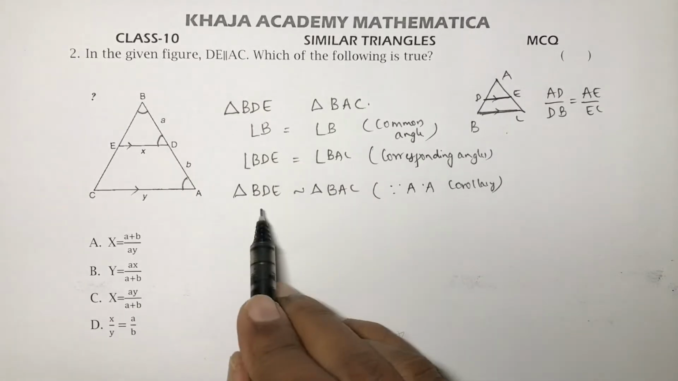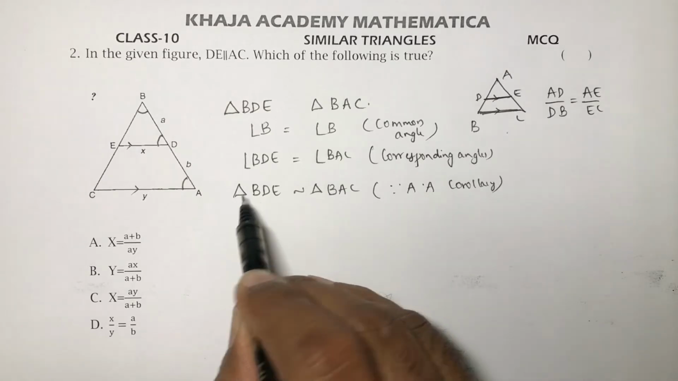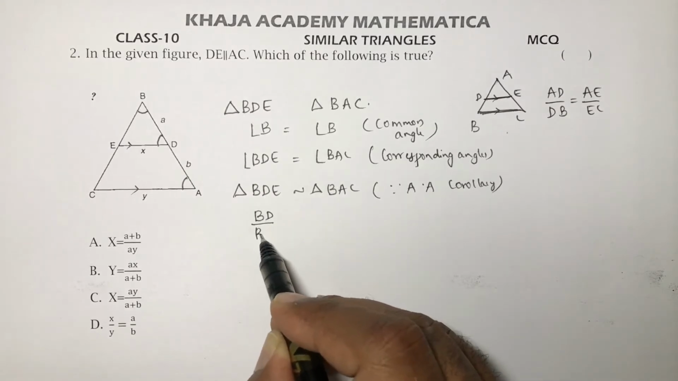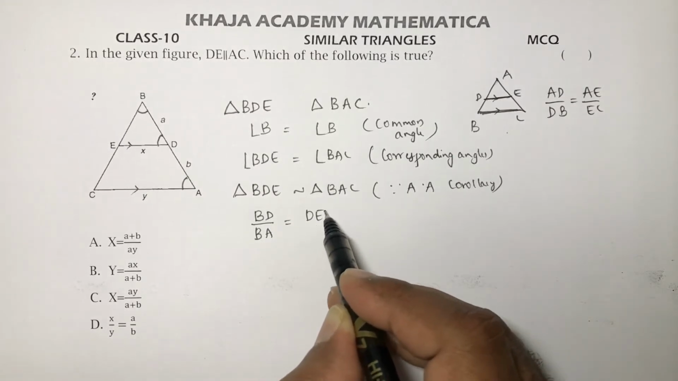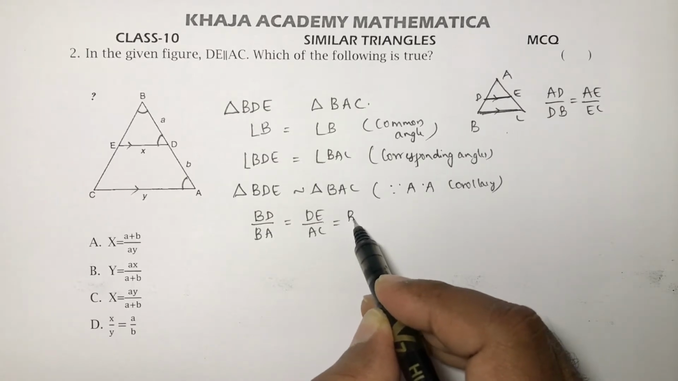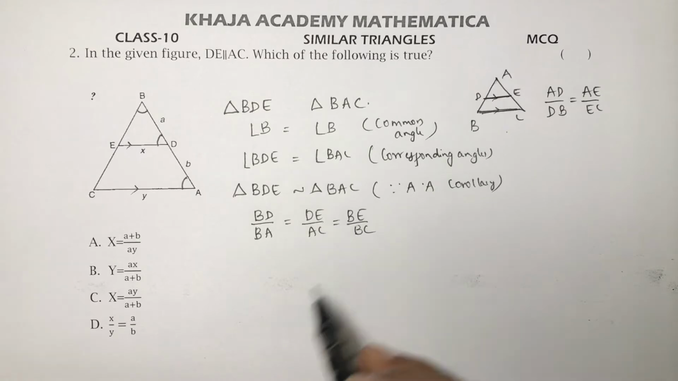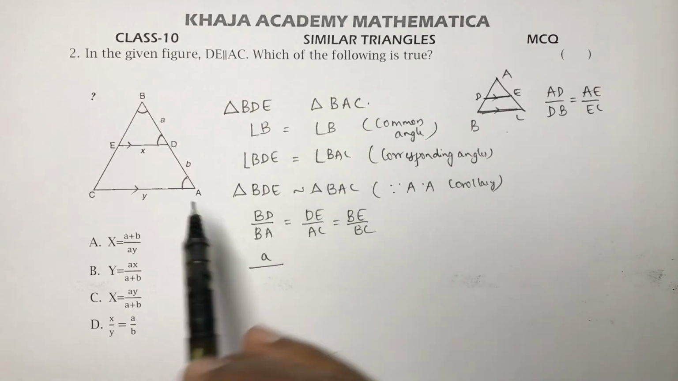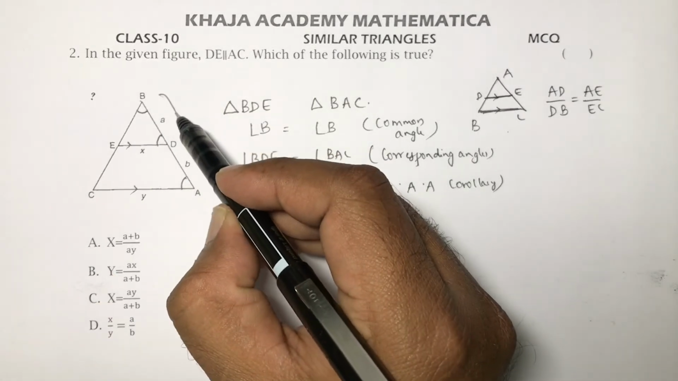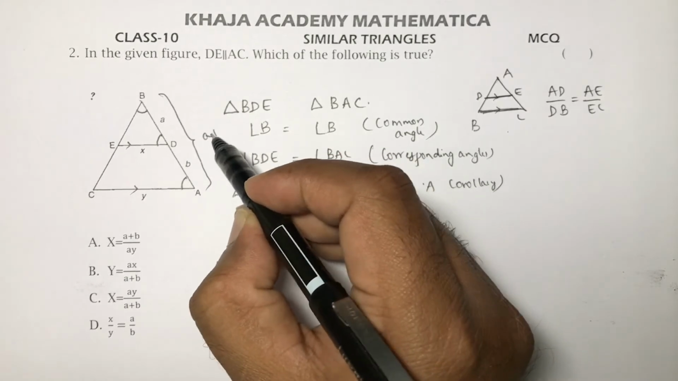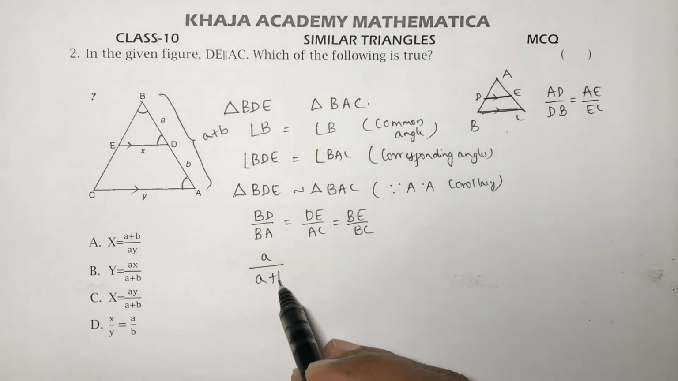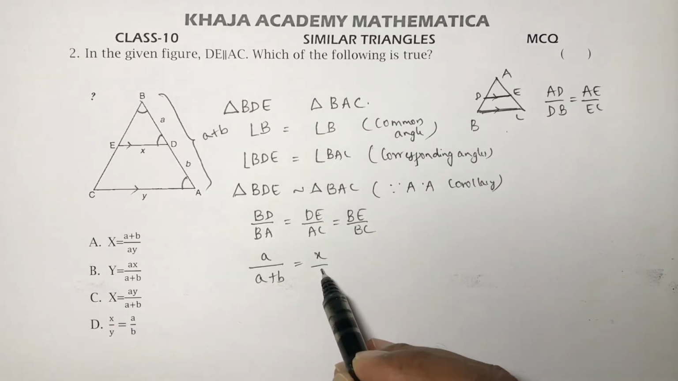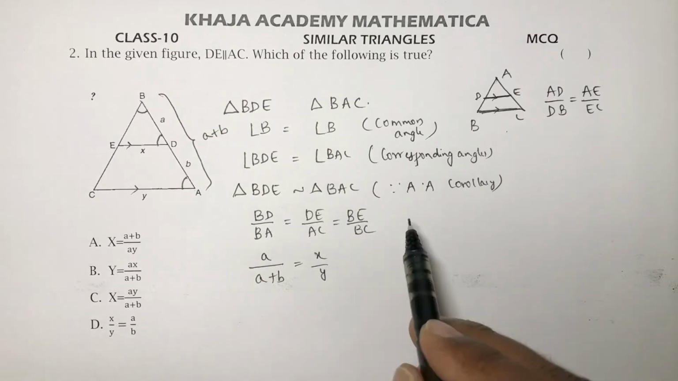If two triangles are similar, now write sides proportional. Now see, don't look at the diagram, you can see here and write BD by BA, DE by AC, BE by BC. Now substitute the values. BD is A. BA, total value, will be A plus B. DE is X and AC is Y. You don't have this value, so you can skip this.